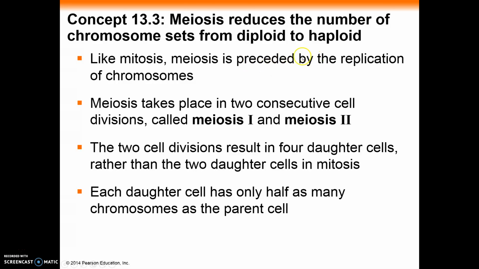Okay? When we show you diagrams, oftentimes we do not point this out, but always remember that just like mitosis is preceded by interphase, where we have G1, S phase, and G2, meiosis is also preceded by that. So the very first step is to replicate our DNA. Meiosis takes place in two consecutive cell divisions. So we go through meiosis 1 followed by meiosis 2, right?